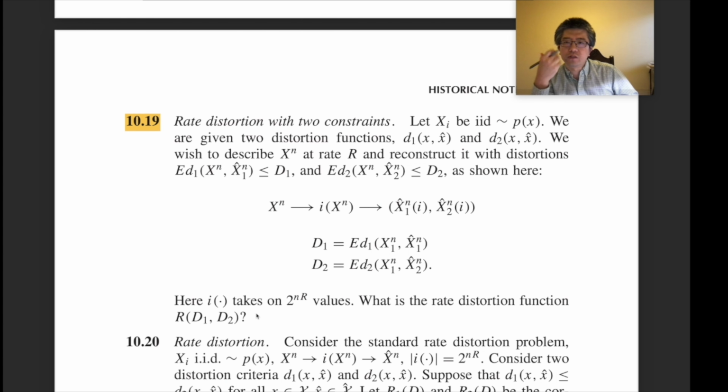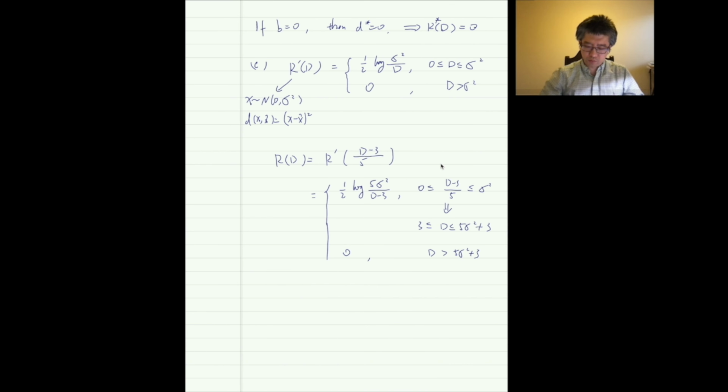So here the tricky part is that d1 and d2 may not be the same, right? If they're the same, then the problem is easier, right? But the problem is not, so these two distortion measures may not be the same. Okay, let's see what we can do for this. So this problem is 10.19. And first let's write down the definition for this rate distortion function.